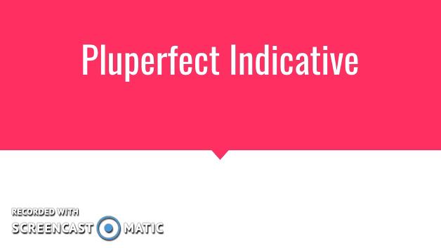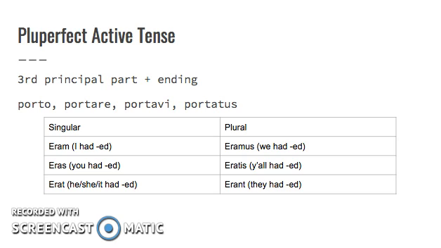And today we will be learning about the pluperfect indicative forms in Latin. Now first, there's the pluperfect active tense. This is formed by the third principal part plus ending. Examples of this would be portaveramus or portaveram.